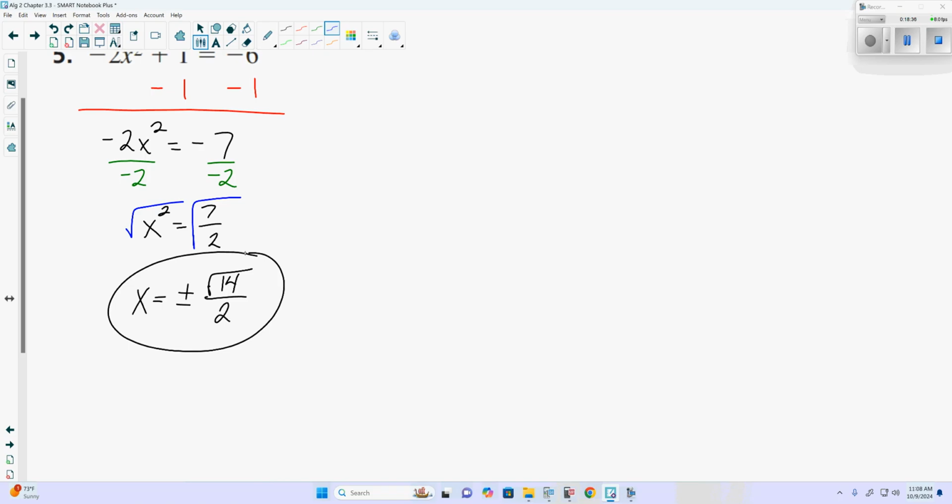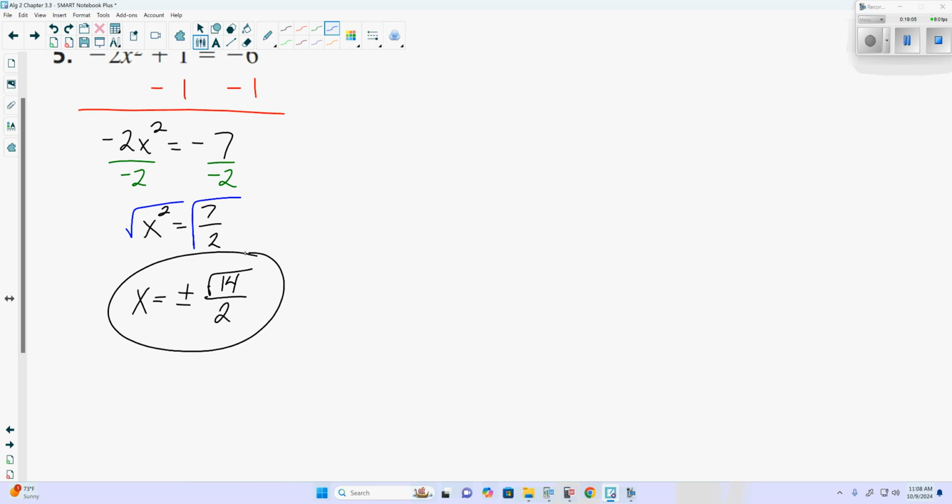X is already by itself. Our variable is by itself. So our solution for this here is plus or minus the square root of 14 over 2. Yes. Questions on this here?